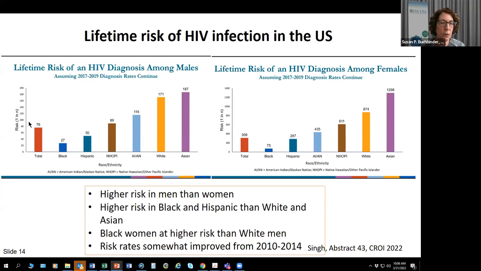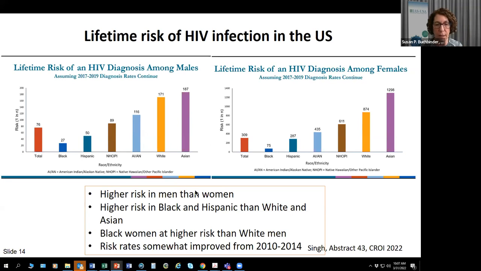So what you can see is that the risk is higher in men than it is in women. It's 1 in 76 versus 1 in 309. But the groups that are most at risk are Black men first, then Hispanic men, and then after that, Black women. So the majority of you got this answer right. Black women are actually at higher risk than any of these other racial or ethnic groups of men. And these are data from 2017 to 2019.